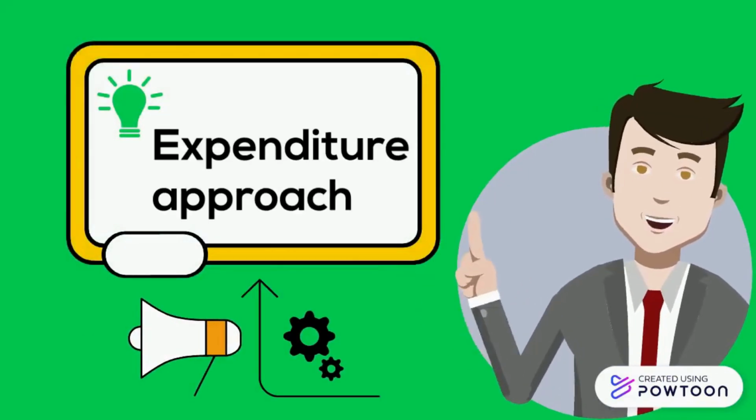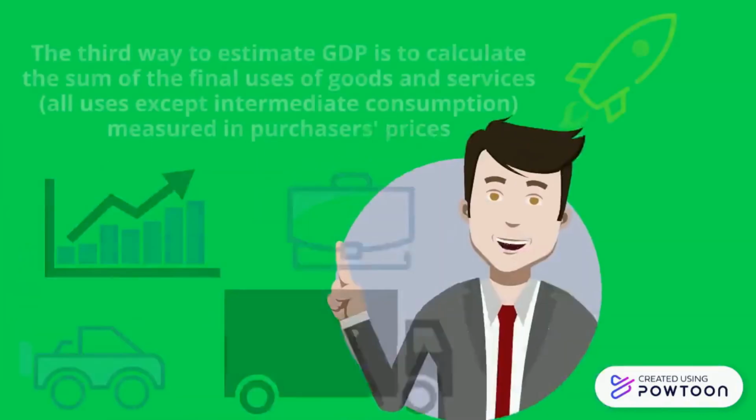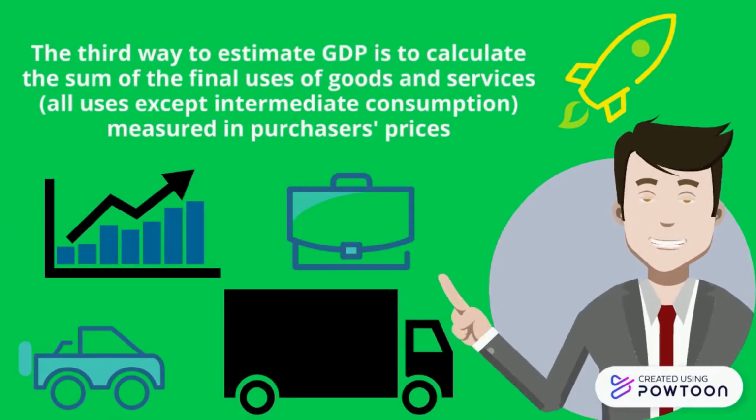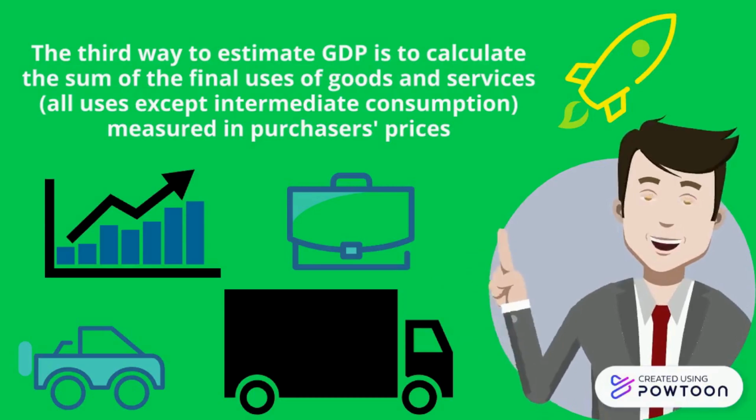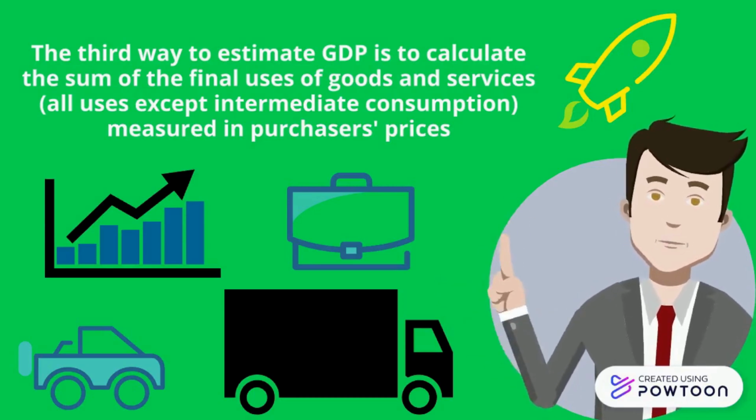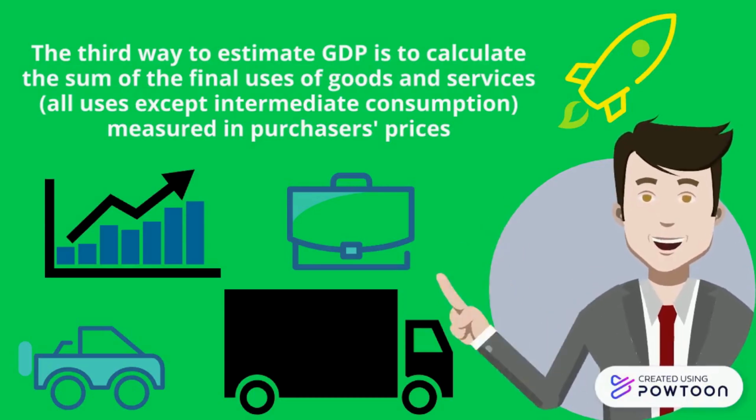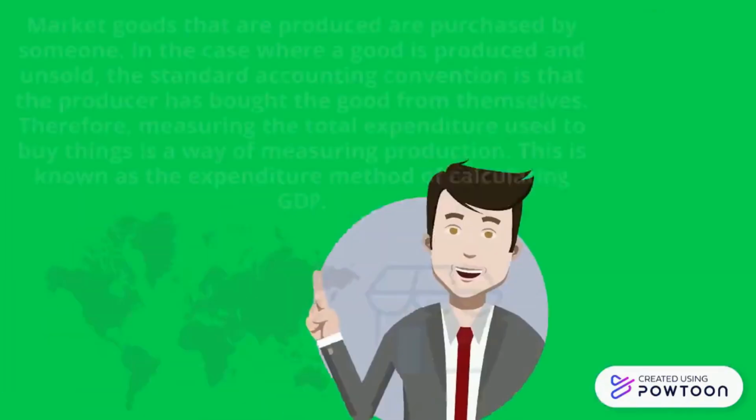Expenditure approach. The third way to estimate GDP is to calculate the sum of the final uses of goods and services, all uses except intermediate consumption, measured in purchasers' prices.